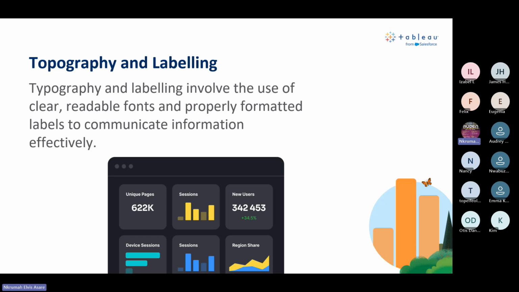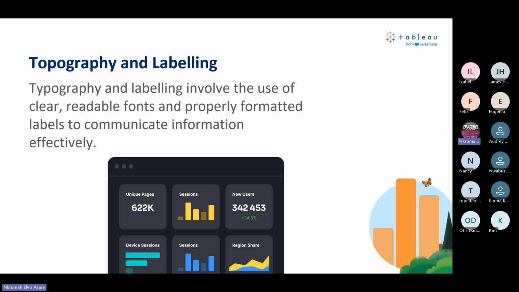So you choose a font which is very visible. You can use Arial, you can use Lato Black, you can use Times New Roman. Just make sure that the font is clear and it has contrast with the dashboard so that people can see the elements well.